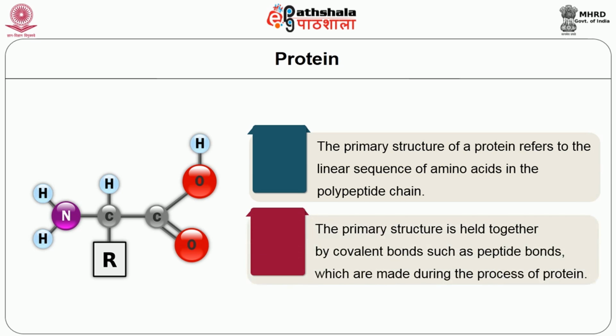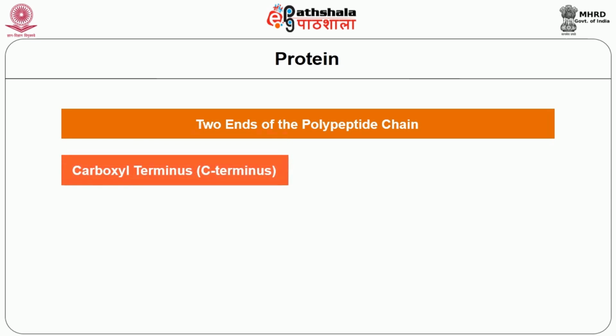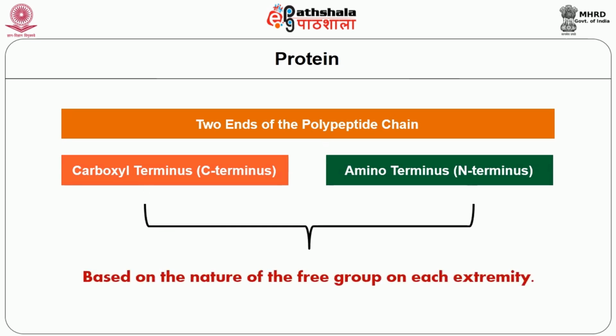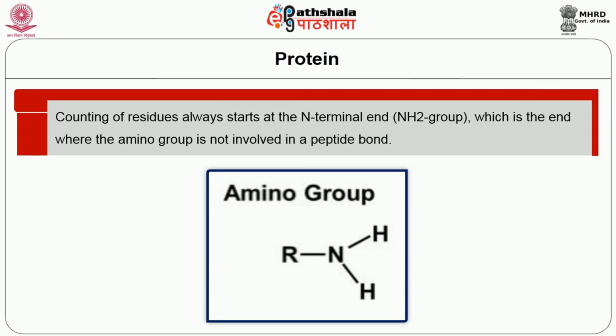The primary structure is held together by covalent bonds such as peptide bonds, which are made during the process of protein biosynthesis. The two ends of the polypeptide chain are referred to as the carboxyl terminus, that is the C terminus, and the amino terminus, that is the N terminus, based on the nature of the free group on each extremity. Counting of residues always starts at the N terminal end, that is the NH2 group, which is the end where the amino group is not involved in a peptide bond.